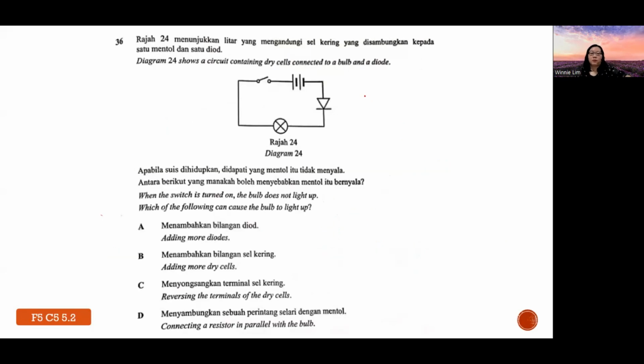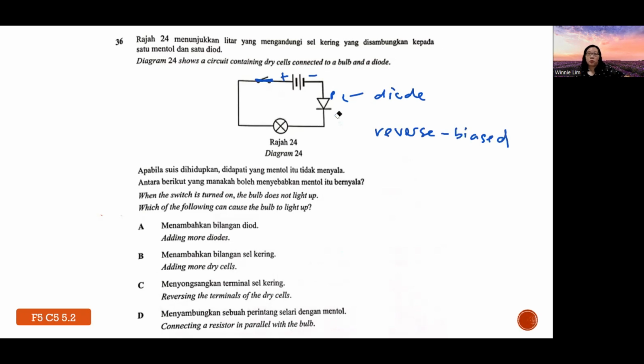36. Diagram 24 shows a circuit containing a dry cell connected to a bulb and a diode. When the switch is turned on, the bulb does not light up. Which of the following causes the bulb to light up? So initially when you close, it does not light up. Why? This is the diode, and the connection of this diode is P-type connected to the negative terminal, N-type connected to the positive terminal. So you cause what we call reverse bias. Reverse bias means current cannot flow.